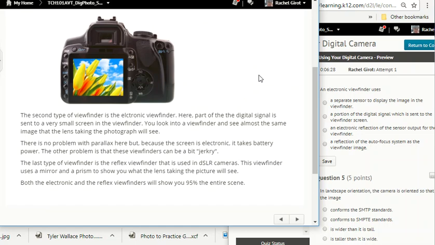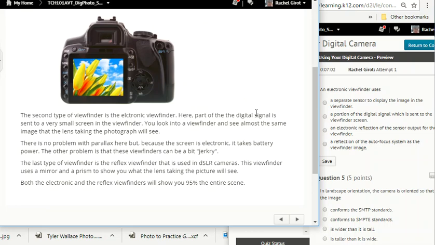The second type of viewfinder is the electronic viewfinder. Here, part of the digital signal is sent to a very small screen in the viewfinder. You look into a viewfinder and see almost the same image that the lens taking the photograph will see. There is no problem with parallax here, but because the screen is electronic, it takes battery power. The other problem is that these viewfinders can be a bit jerky. I think that's just supposed to say jerky, not jerkery.